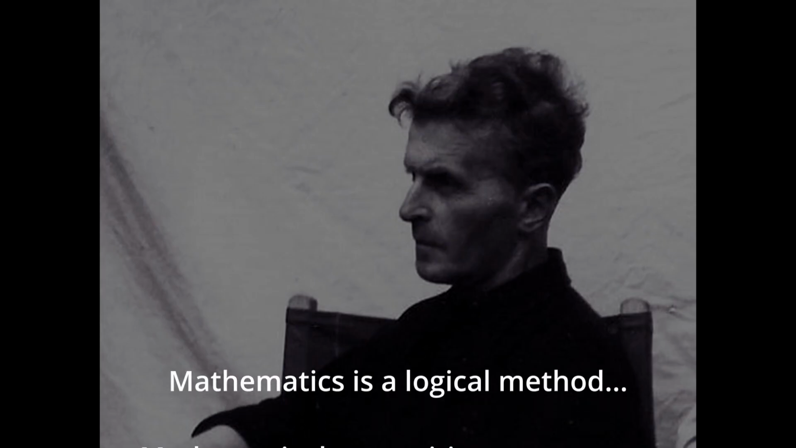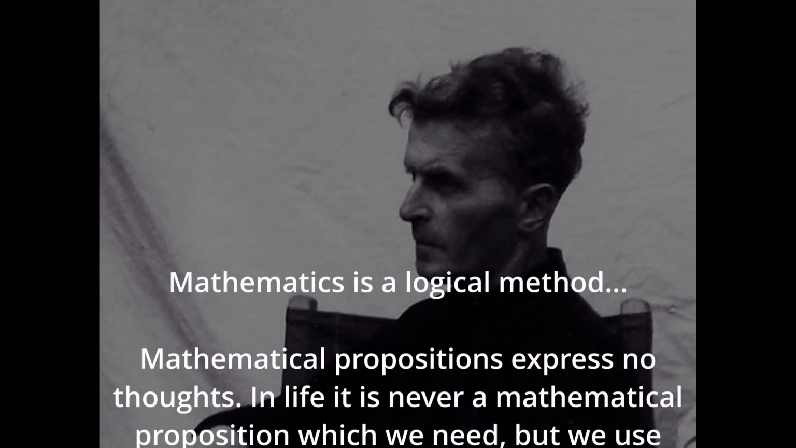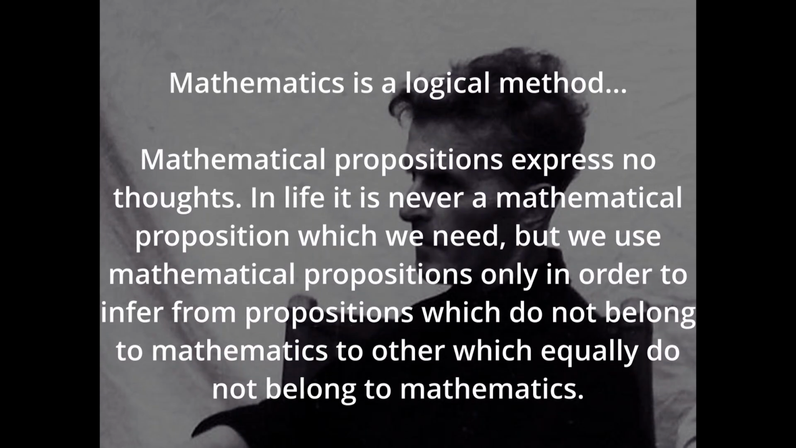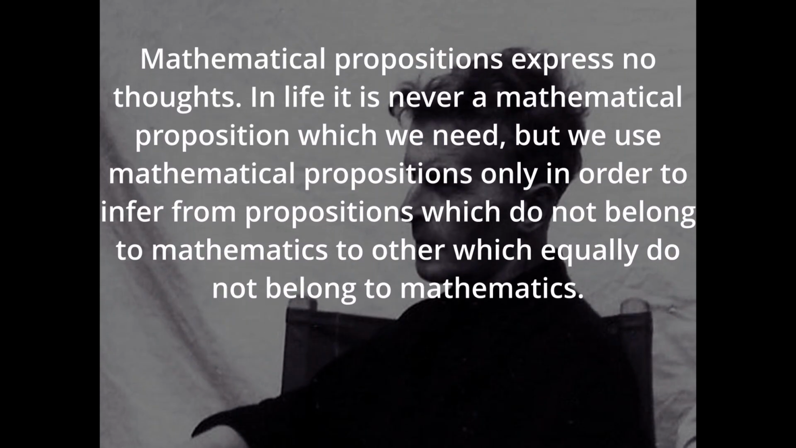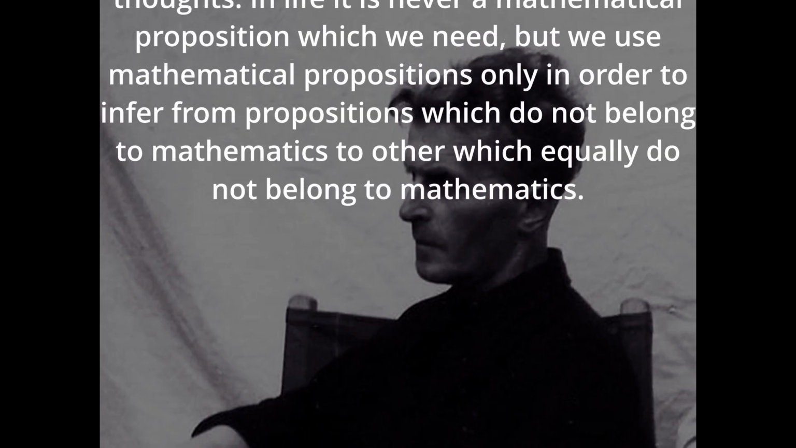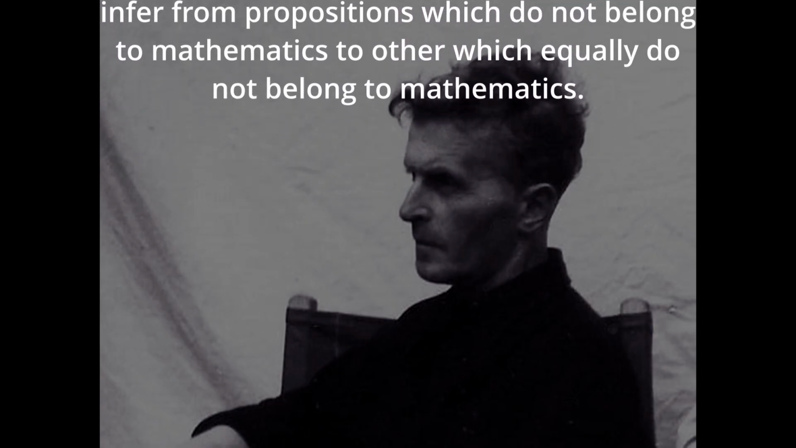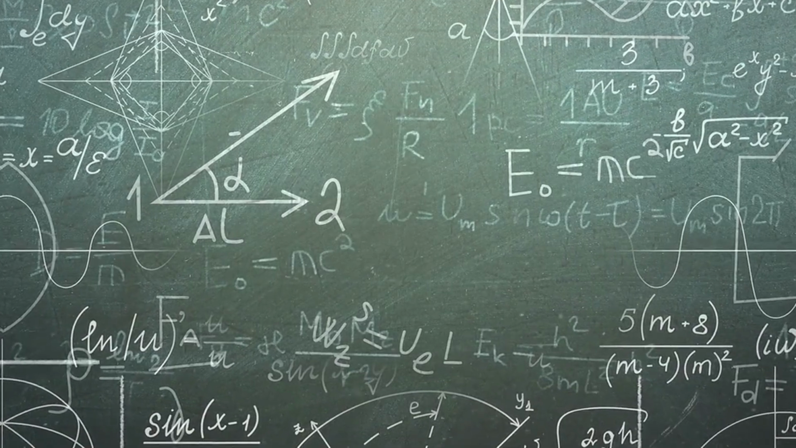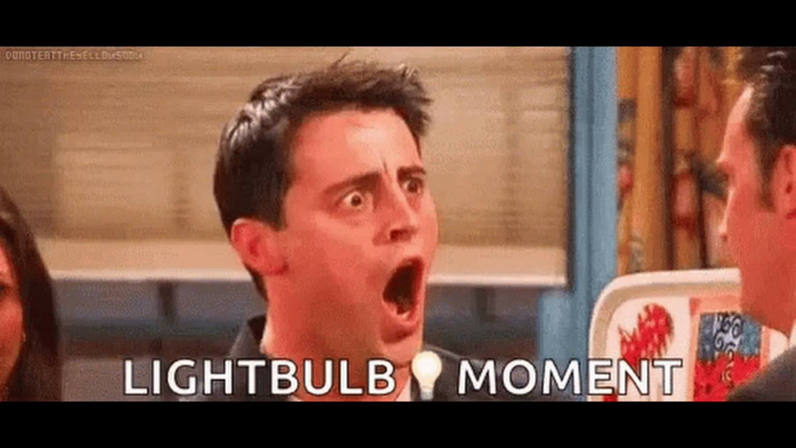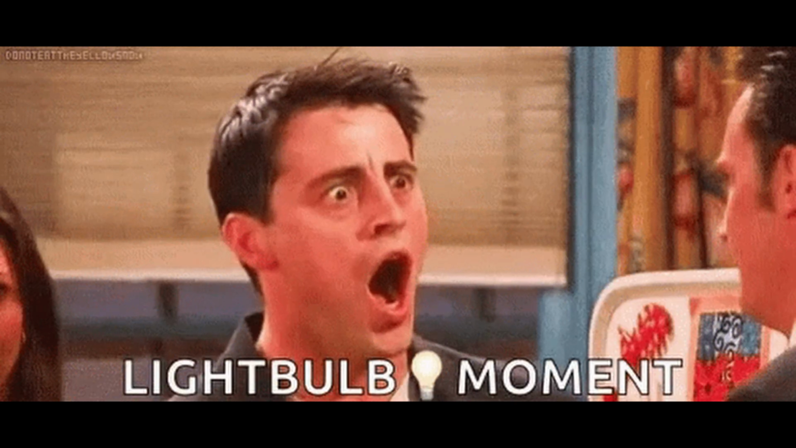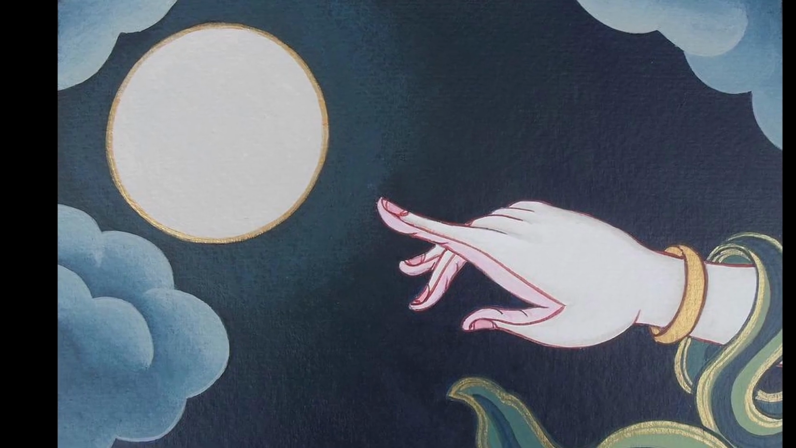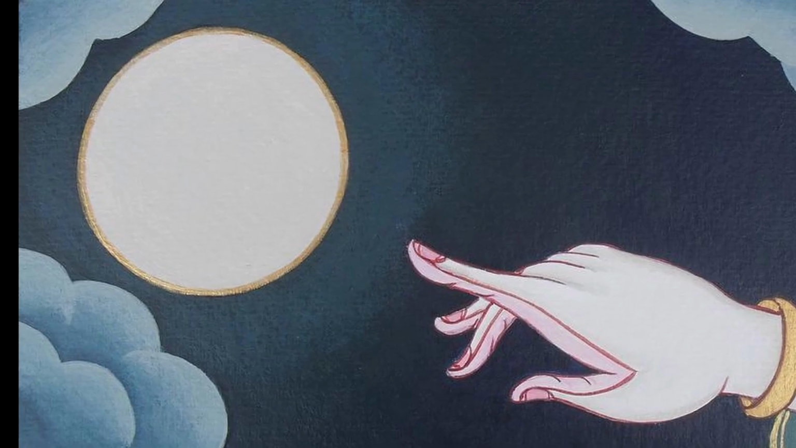To quote from Wittgenstein, mathematics is a logical method. Mathematical propositions express no thoughts. In life, it is never a mathematical proposition which we need, but we use mathematical propositions only in order to infer from propositions which do not belong to mathematics to others which equally do not belong to mathematics. All of the mathematical theorems are the same, namely tautology. It's not the understanding of mathematics itself that's important, but its formal logical system. Mathematics doesn't carry any meaning at all, but its implications do.